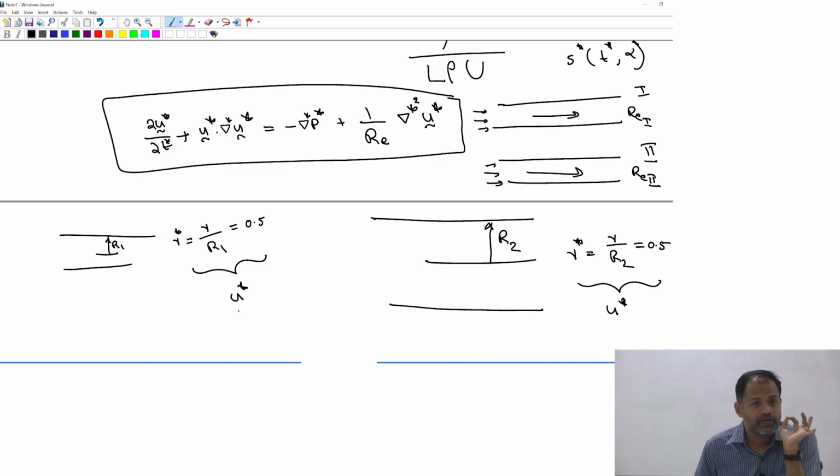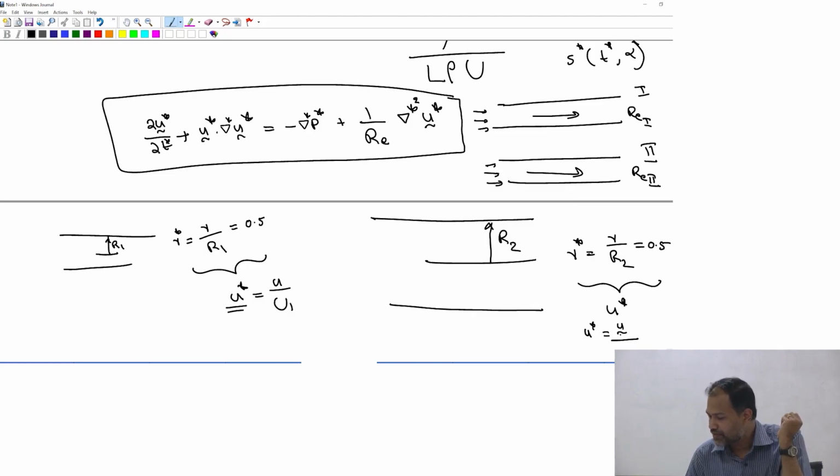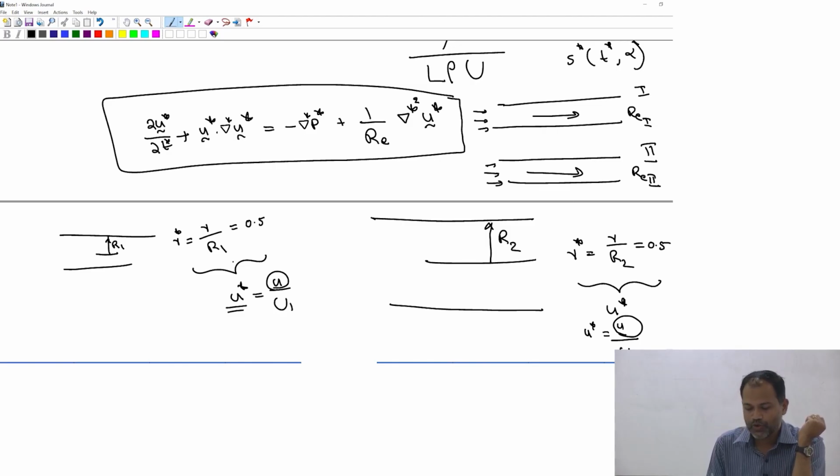But the absolute magnitudes will be different, because in this case you would have non-dimensionalized U star with some characteristic velocity, which you would have defined as small u divided by some capital U1. In the right hand side you would have defined your U star as some velocity divided by U2. That means this U that you are going to get in the bigger pipe and this U that you are going to get in the smaller pipe, the numbers would be different. Okay, but this U star would be the same in both the cases.